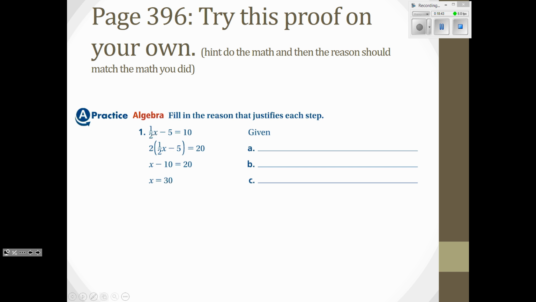I want you guys to do this one with your group. So you can write down the equation. The steps are all there. I want you to supply the reasons for why we could take each step.